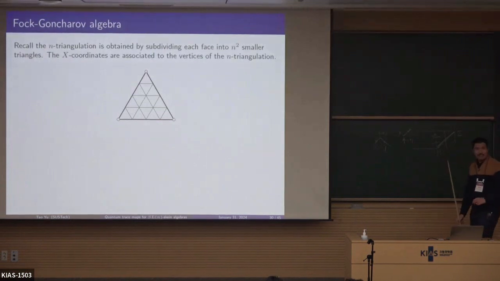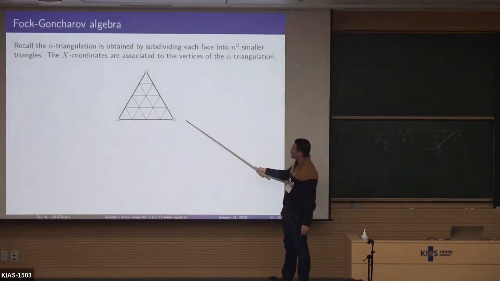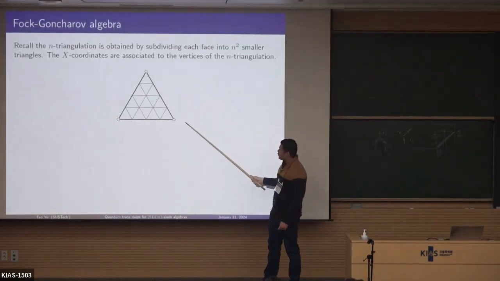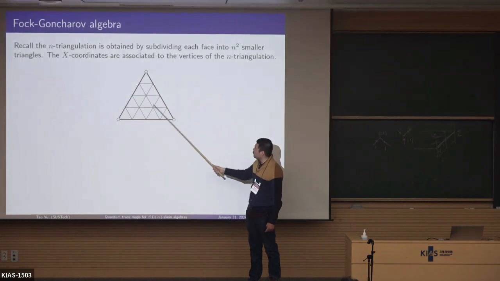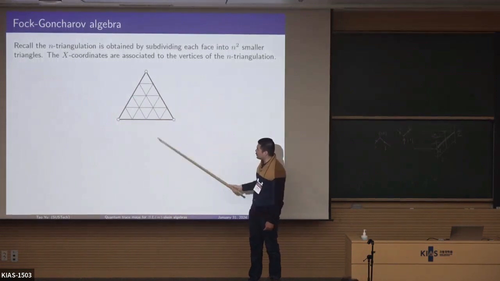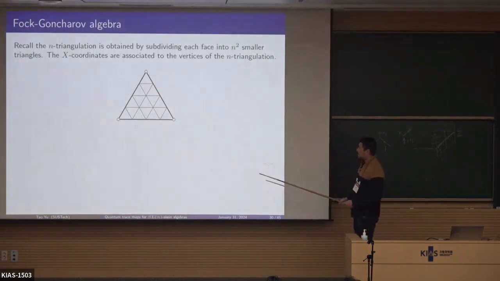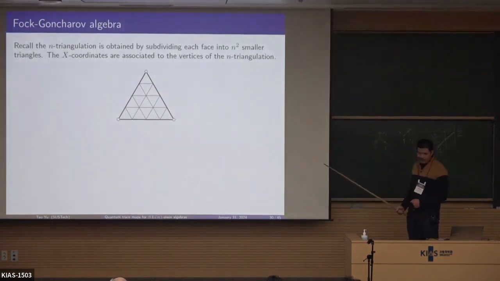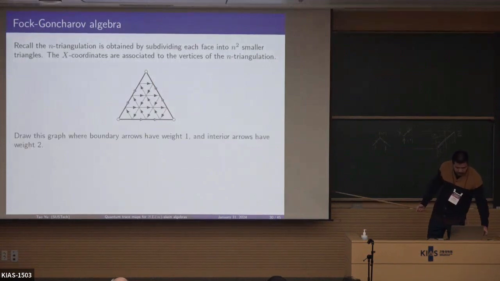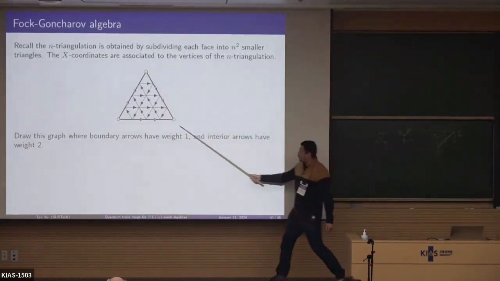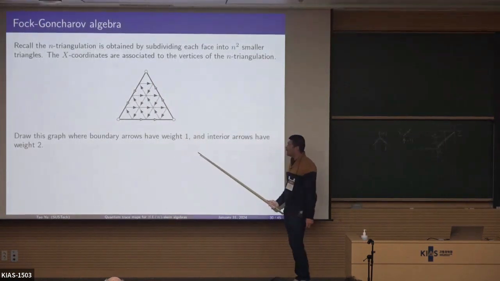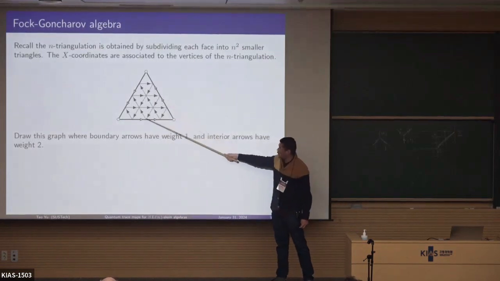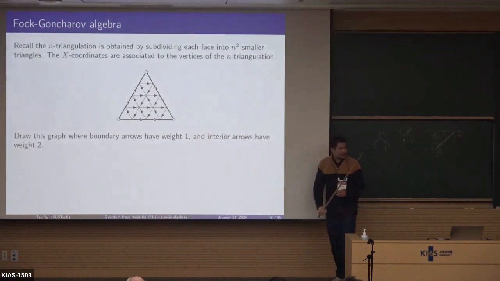Now we're finally moving onto the other side of the quantum trace map, where we're going to start with the Fock-Goncharov algebra. You look at a triangle, you subdivide the triangle into this shape, and the new vertices of the structure are associated to the Fock-Goncharov coordinates. We also had this graph before. You just draw arrows on this graph in this pattern. The point here is everything in the interior has double the weight of the arrows on the boundary.